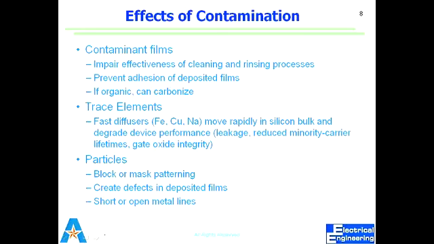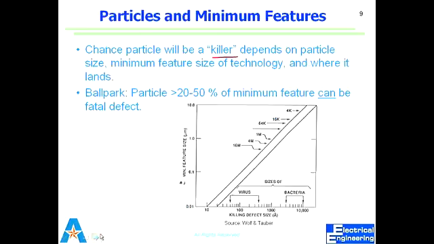So if I had a square here which I wanted to transfer, it can ultimately result into defects in the films that we deposit or lines that we make. So it can degrade the features that we make. And we defined the size of killer particles. They are how much? 20 to 50% of minimum feature.